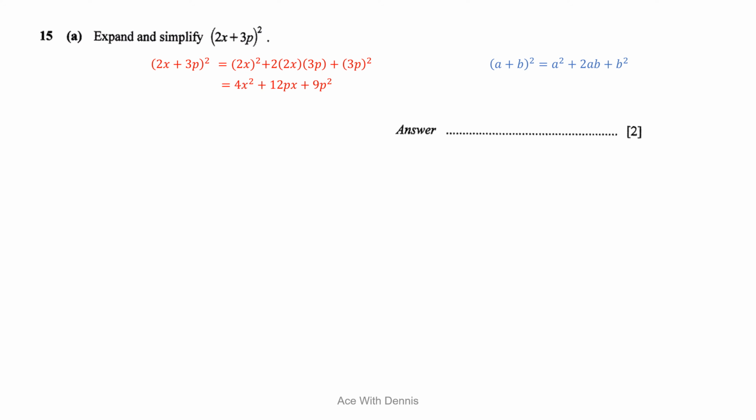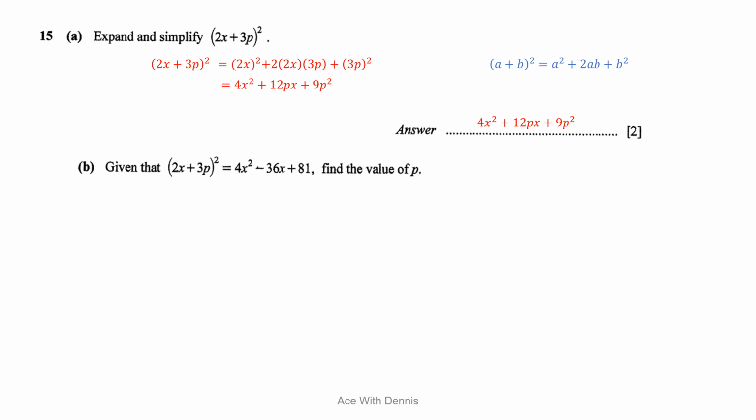Question 15. A. Expand and simplify (2x plus 3p) squared. 2 marks. Okay, so given (2x plus 3p) squared, when expanded, we get (2x) squared plus 2 times 2x times 3p plus (3p) squared, because we know the formula (a plus b) squared is a squared plus 2ab plus b squared. Now we expand the brackets, we get 4x squared plus 12px plus 9p squared. So this is the answer, 4x squared plus 12px plus 9p squared.